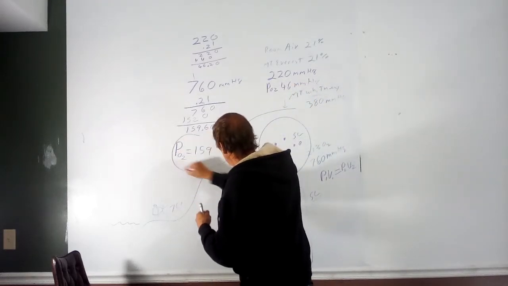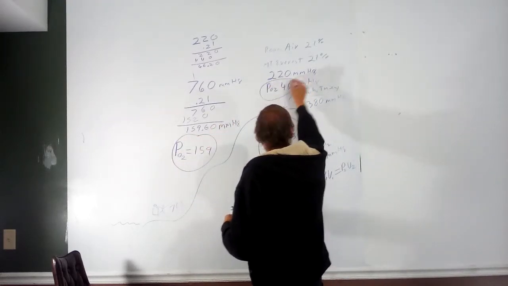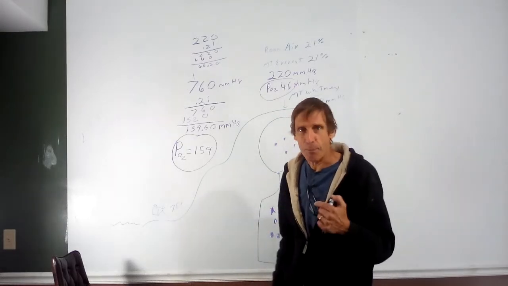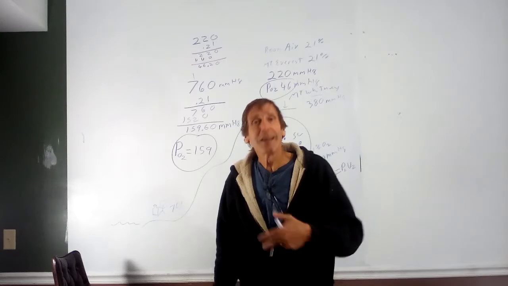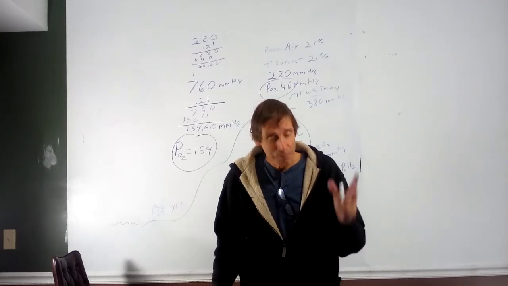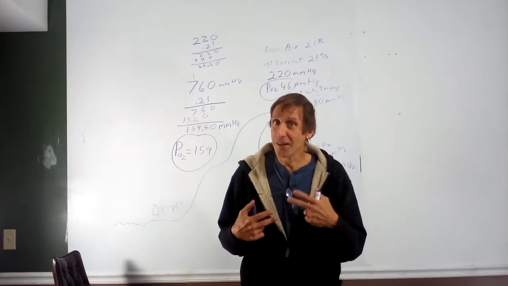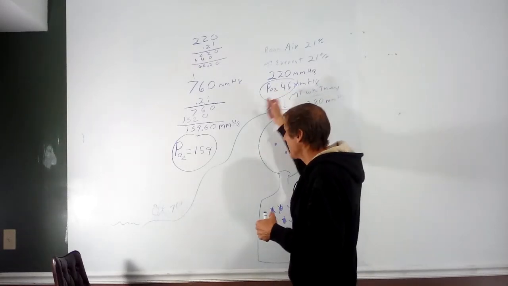Compare sea level to the top of Mount Everest. That's less than a third. That's why you die at the top of Mount Everest. Or if you don't die, you're probably getting permanent brain damage, because that's pretty much beyond the range of what we can tolerate for any significant period of time. That is the partial pressure.